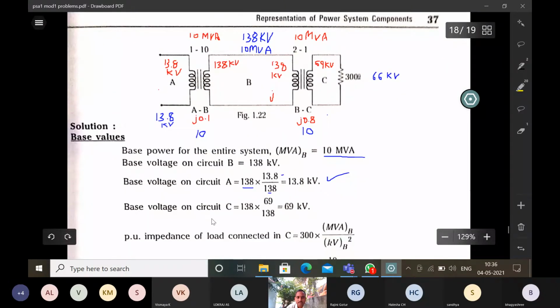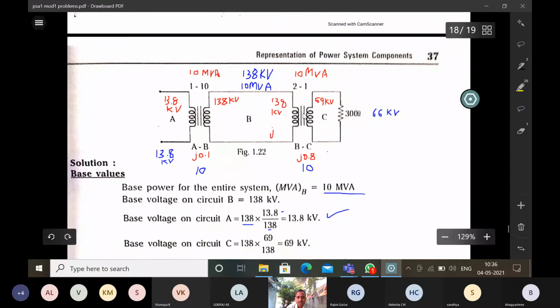So we need to calculate here. 69 is the transformer secondary, so it will remain 69 itself, right? So HT into LT divided by HT. 138 gets cancelled, 69 remains. Okay, so write 69 kV is the base at section C. So we have all the base voltages now: section A 13.8, section B 138, and section C is 69.